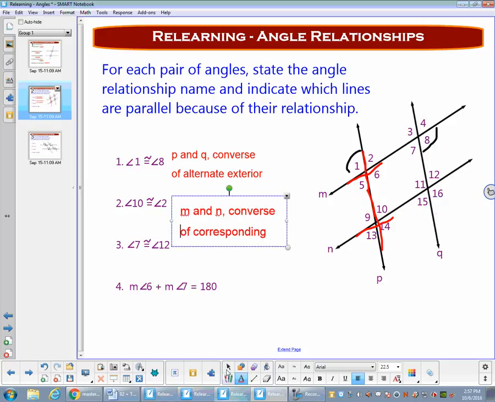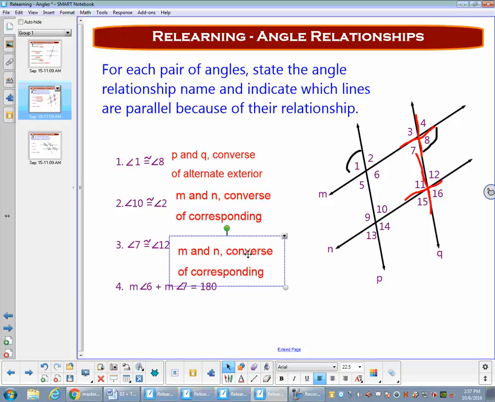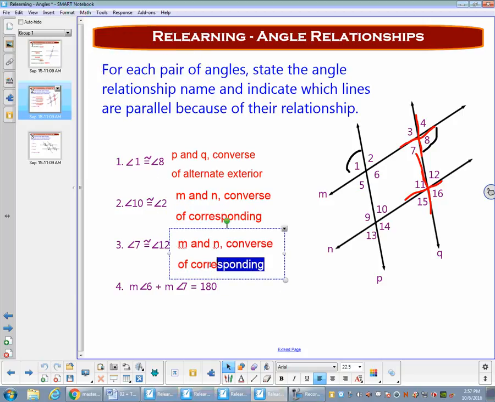All right, now we have 7 and 12. Those ones there, I can just slide these over. Here and here. Those are on the inside of the parallel lines. And the two parallel lines, again, are M and N. And now I'm just going to copy that. It's the converse of alternate interior.